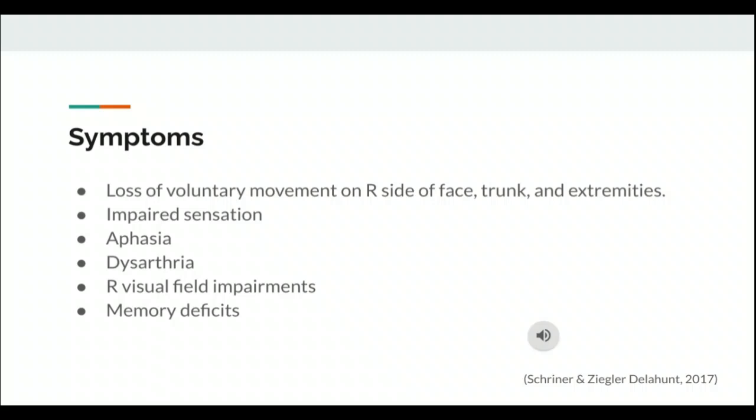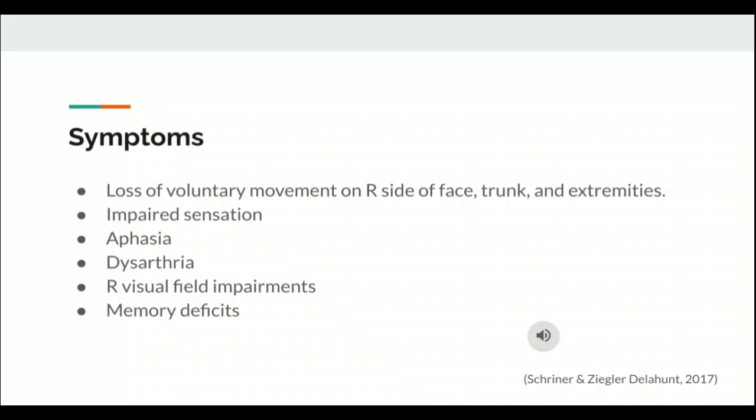The most common symptoms of a left CVA are as follows. It can result in a loss of voluntary movement and coordination on the right side of the face, trunk, and extremities. Impaired sensations, including temperature discrimination, pain, and proprioception on the right side. Language deficits called aphasia, in which patients may be unable to speak, understand speech, writing, or gestures.